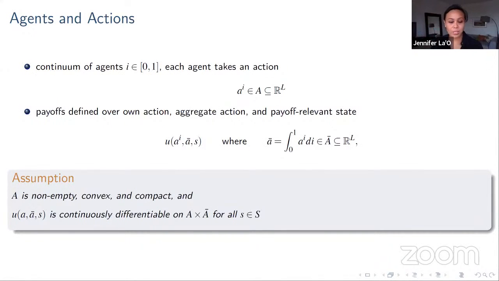Okay, so let me talk about the game. There's a continuum of agents, which we index by i. Each agent takes an action a_i in some set A. This can be multidimensional, can be L dimensions. Payoffs are defined over the agent's own action, the aggregate action, and some payoff-relevant state. And what is this aggregate action? It's just the average action in the population. Our first assumption is that A is non-empty, convex, and compact, and the payoff function U is continuously differentiable on A cross A bar, for all states.